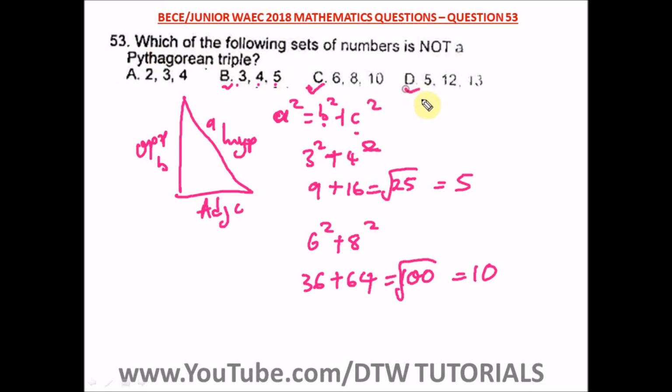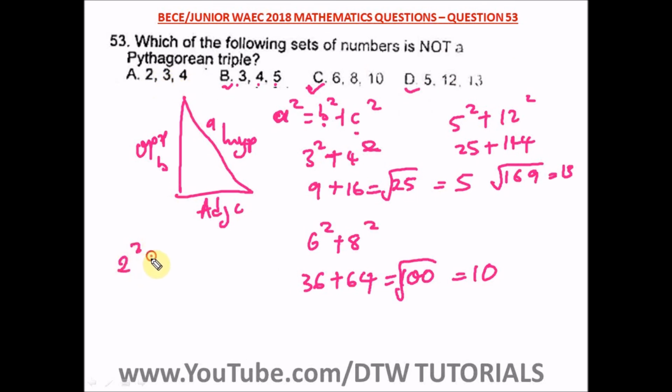Okay, so let's try option D. Option D is 5 square plus 12 square. 5 square is 25, plus 12 square which is 144. This plus this gives us 169. And the square root of 169 is 13. Okay, so it means it is a Pythagorean triple.